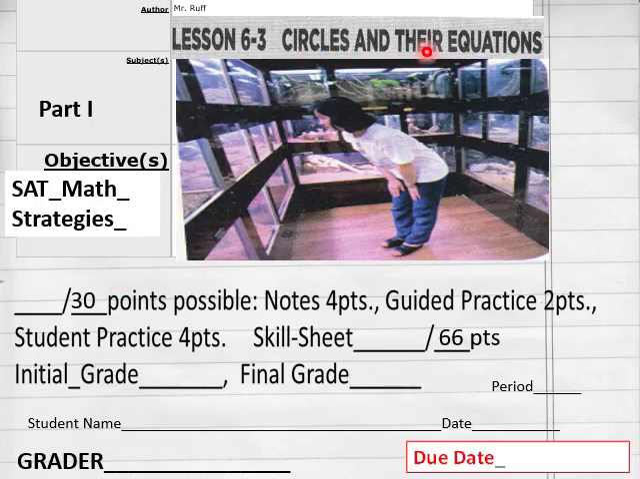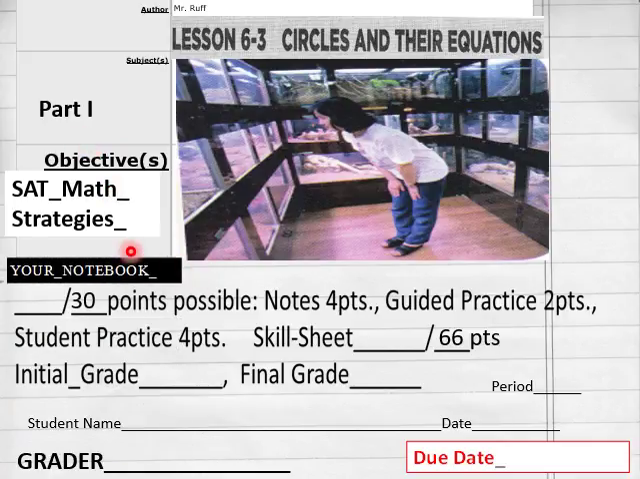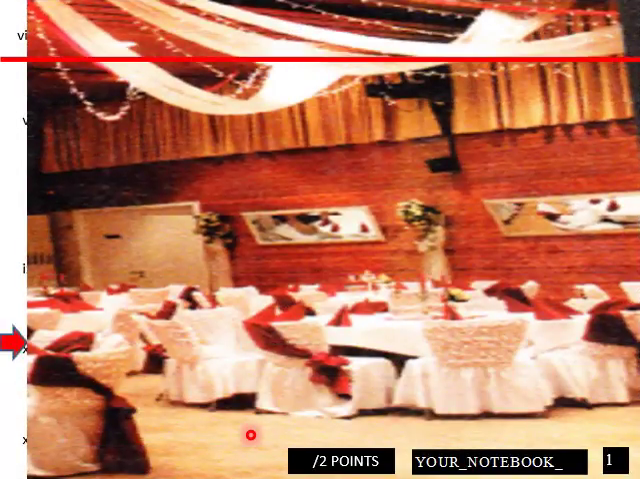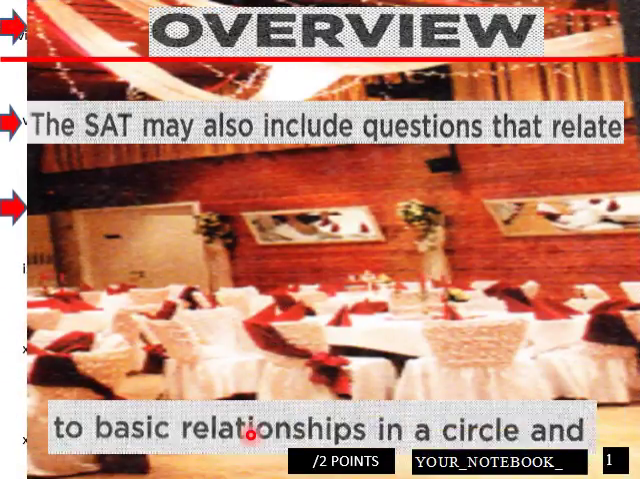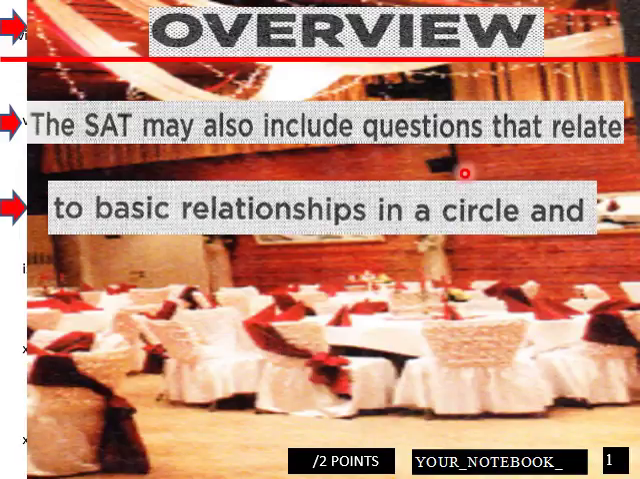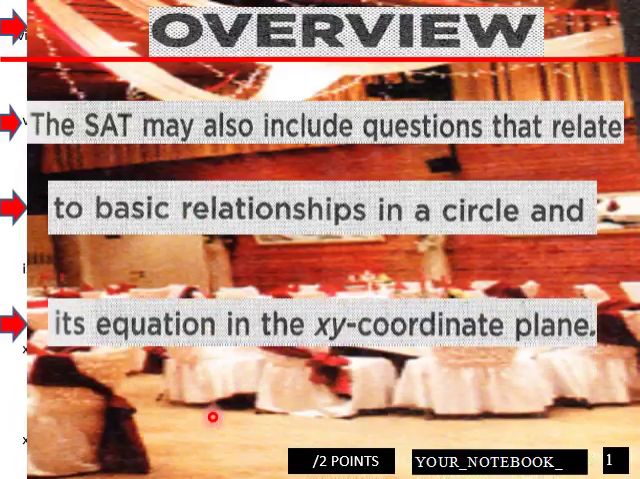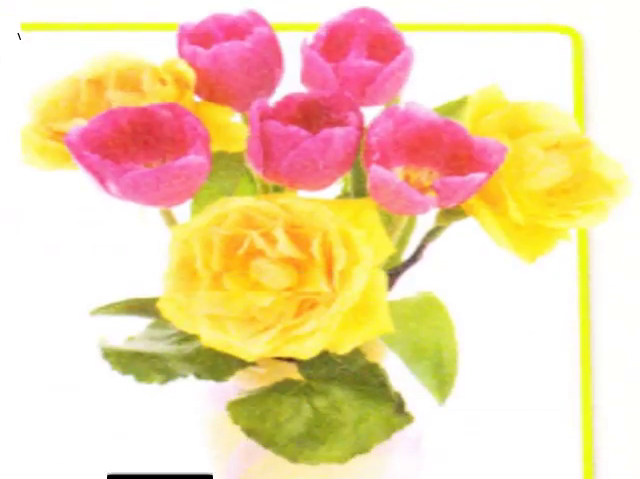6.3 Circles and their equations, Part 1. We got 30 points here for note-taking. You get note-taking guides as well. And then we got a skill sheet here of 66 points at the end of Part 2. Overview. The SAT may also include questions that relate to basic relationships in the circle and in the XY coordinate plane.